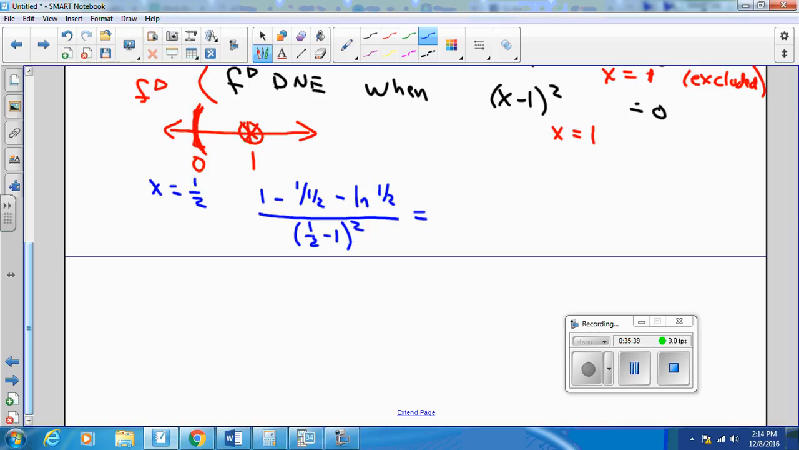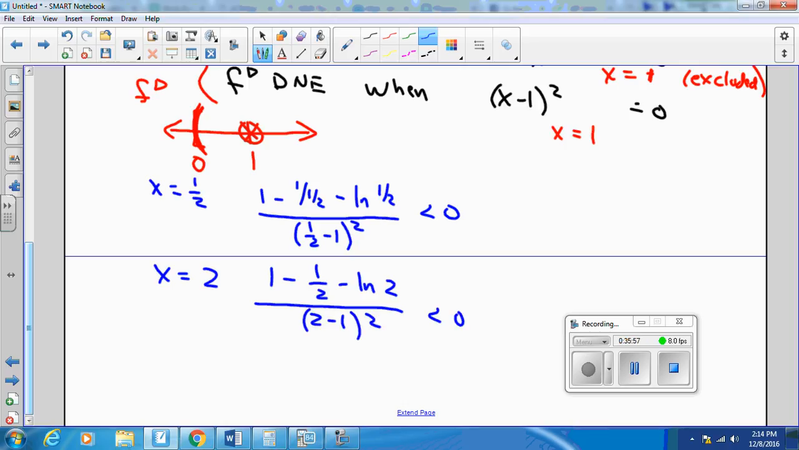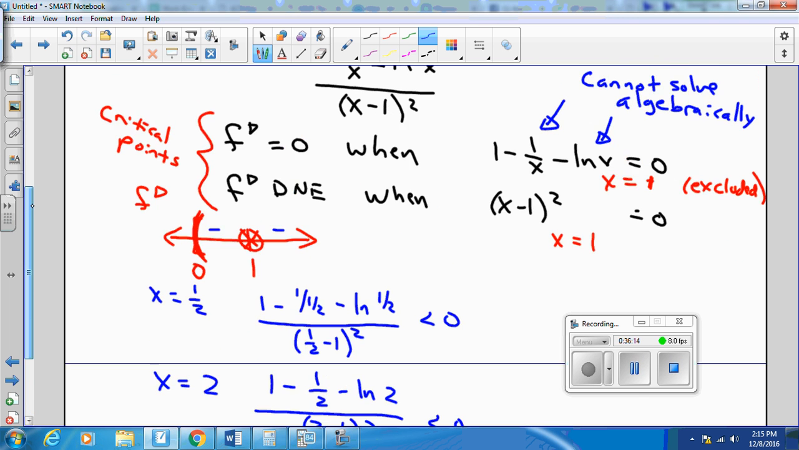And when you work all of that out, then it turns out that that value is less than 0. Your calculator can tell you that. Likewise, if I try something like x equals 2, then I get 1 minus 1 over 2 minus ln 2, all over 2 minus 1 squared. That turns out to be less than 0 as well. So I get two different intervals for which my function is decreasing. So this is a really good example of a function that does not change signs on either side of the critical point. So I'm now ready to put this whole thing together.